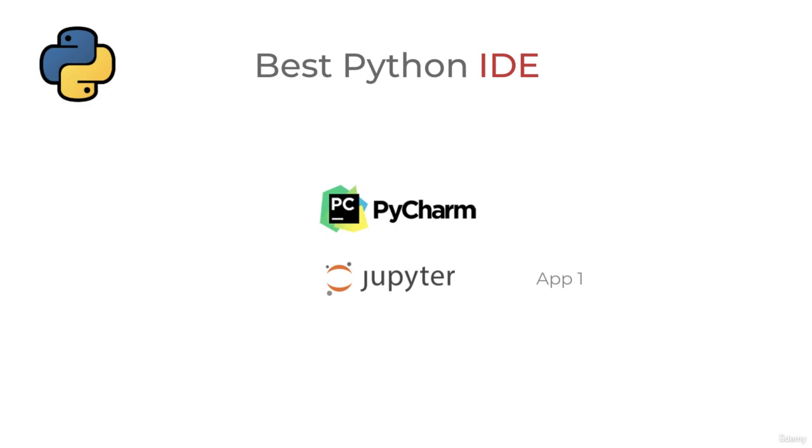So Jupyter for app 1, then for app 2 to 10, PyCharm. I'll also show you how to use PyCharm after I show you how to install it after app 1, and then we will build programs using PyCharm.